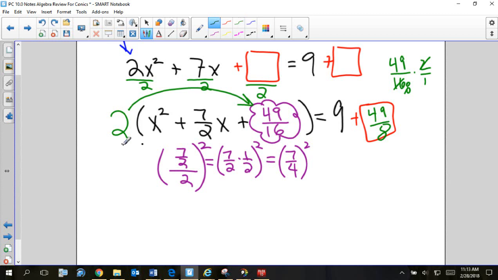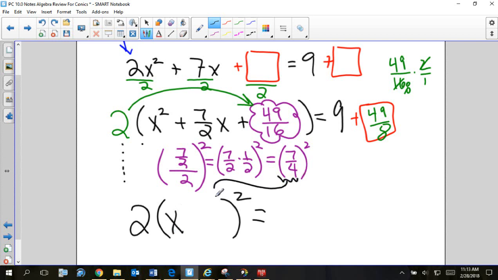Our next step, please remember to bring down your 2. Our next step is to factor. Now the factoring should be easy if you follow the trick I've been giving you. We're going to have x here, and then what goes in this other spot is whatever you had before you squared it, plus 7/4. And then on the other side, we have to make 9 into a fraction. We have to find a common denominator. So I'm going to multiply the top and bottom by 8. I'm going to get 72/8 plus 49/8, which gives me 121/8.